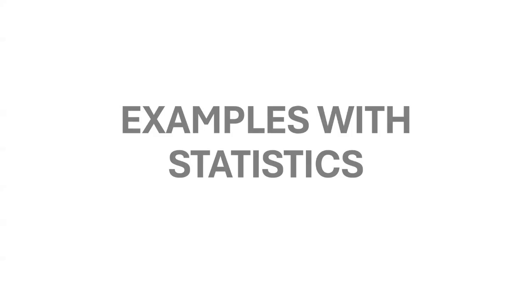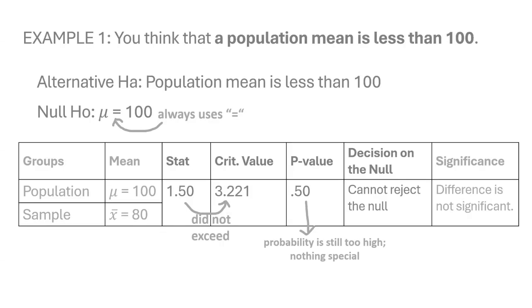Now, how about statistical hypothesis testing? In this example, we believe that the population mean mu is less than 100. This is our alternative hypothesis. What is our null hypothesis? That the mean mu equals 100. Take note that the null hypothesis is always a condition of equality or no change. Therefore, the null hypothesis always uses an equal sign.